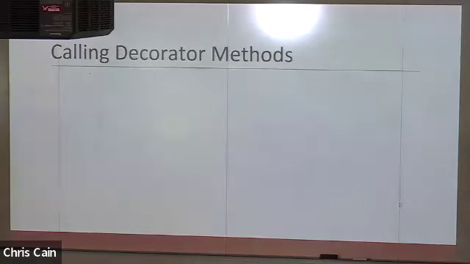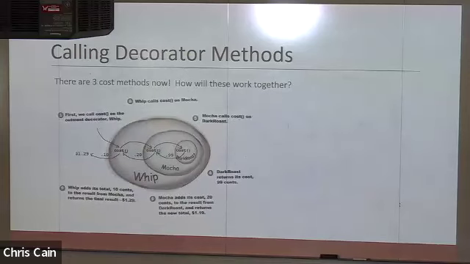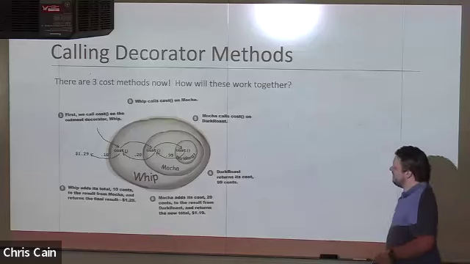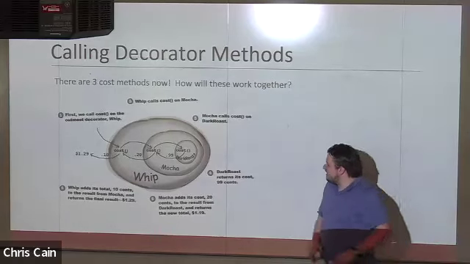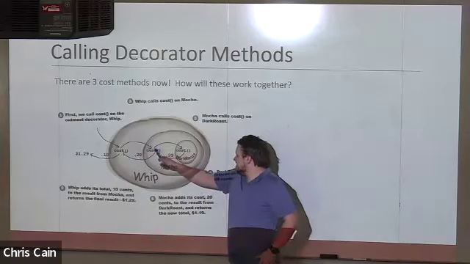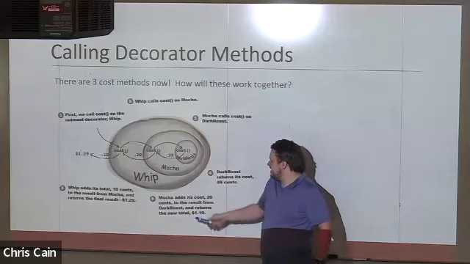Let's talk about exactly how to do it. So three different cost methods. How are we going to calculate all of them? And the answer is just recursively. So we call the cost on the outermost object. That cost calls the cost of the next object, which calls the cost of the next object.